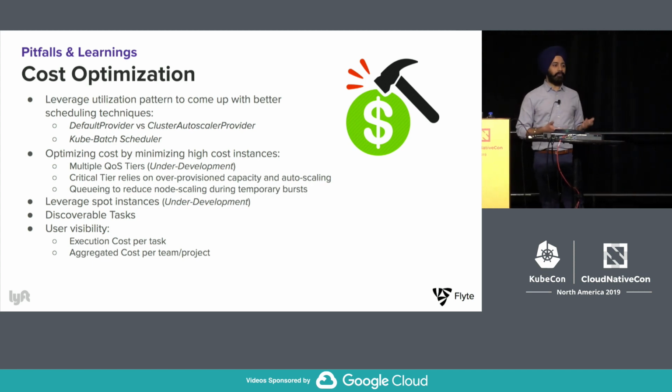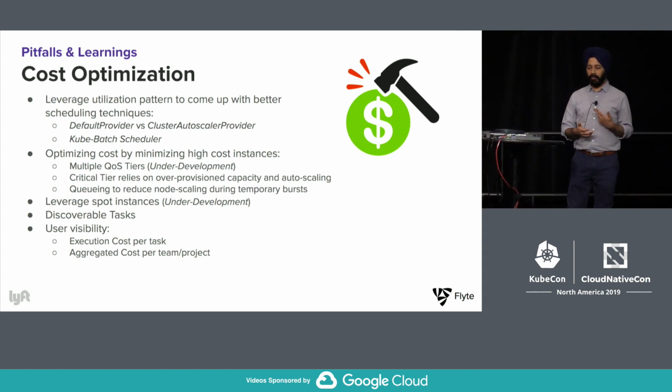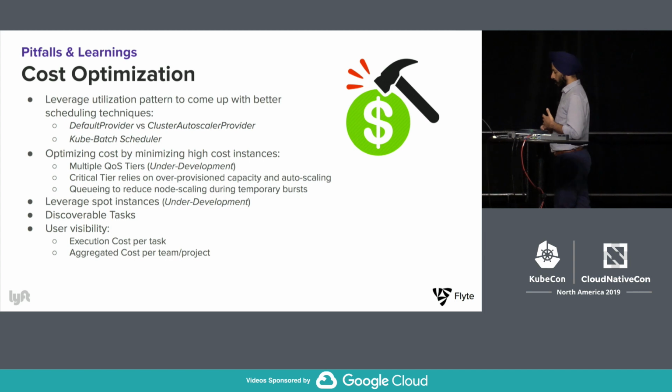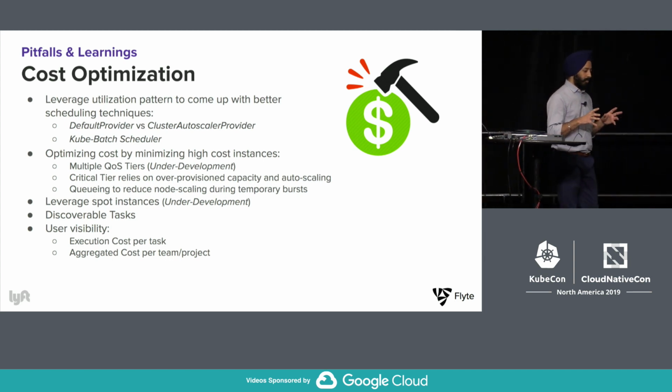So the next step was that, even though the autoscaler is doing well, it's the scheduler itself that is not good enough. So we started looking into the Kube batch scheduler, and we ran it on a load test, but we are still not using it in prod. But I'll share the basic idea behind that.